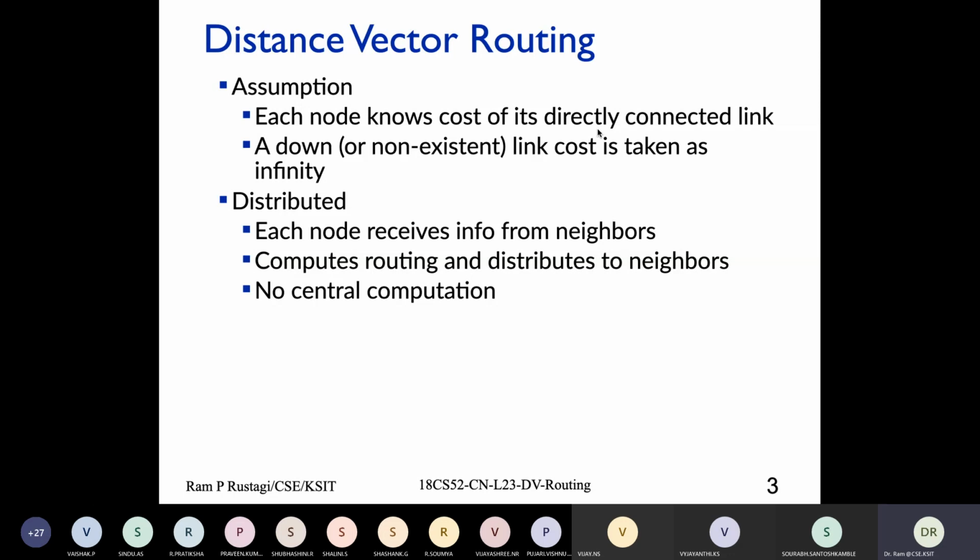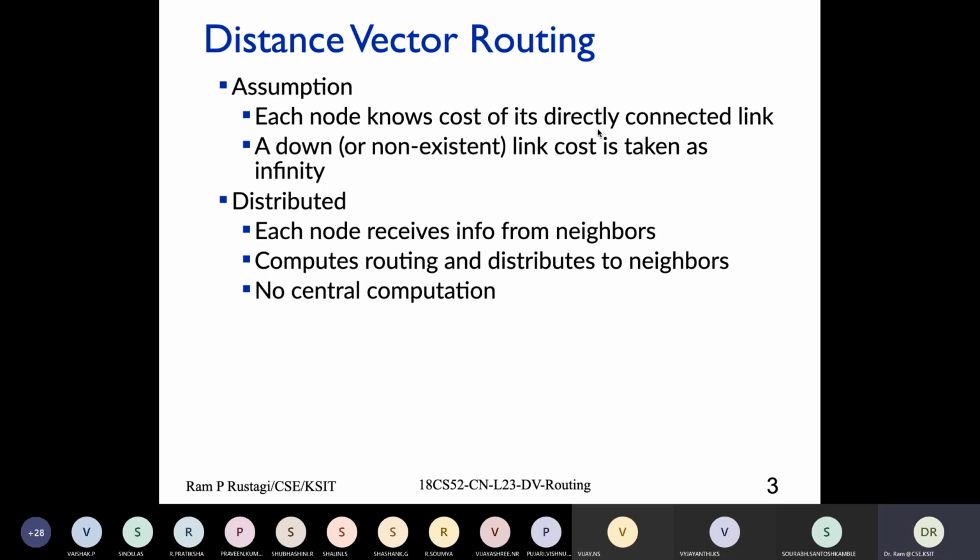However, the difference in approach is that each router gets information from neighboring routers about their distances to all the networks. So let's say router one is connected to router two, and router three is connected to router four. Router three would inform router two how far router four is, and then router two would inform router one how far router four is, and that way it builds up.